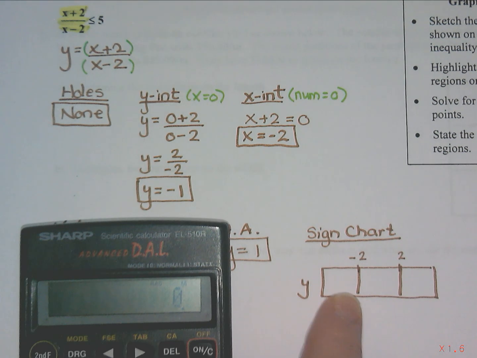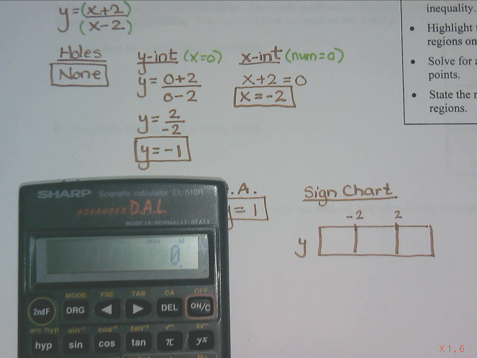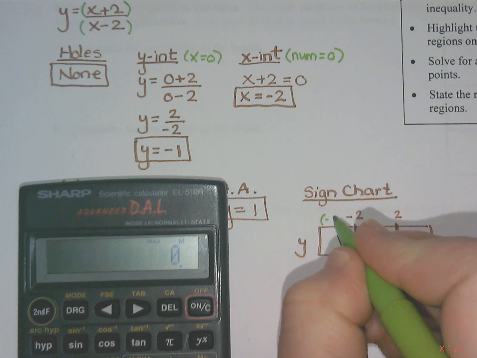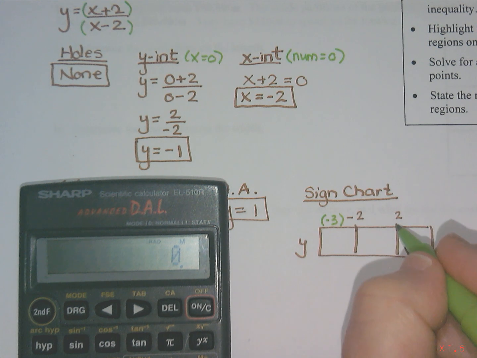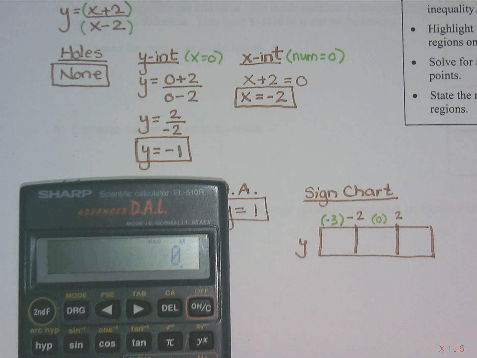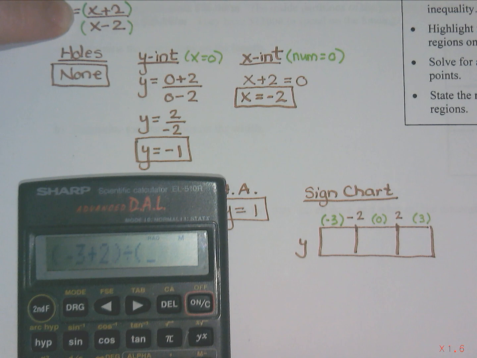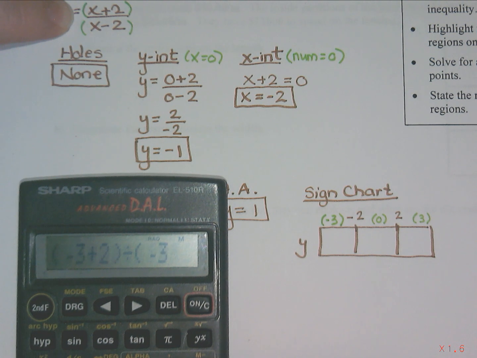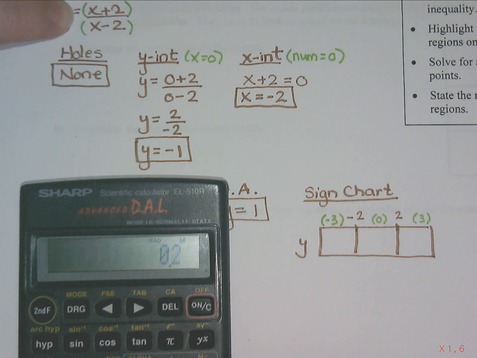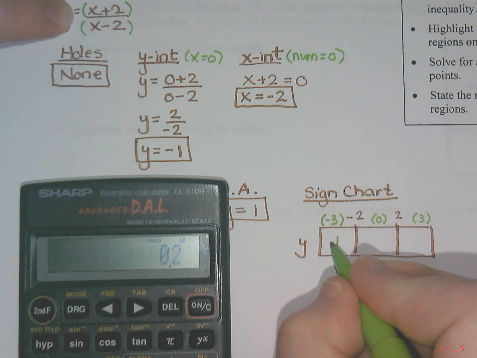Okay, so I need to choose some test points. So I'm going to pick a number less than -2, so maybe -3. A number in between -2 and 2, so maybe 0. And a number bigger than 2, maybe 3. And then I'm going to sub those numbers into our equation. So I'm going to do bracket x plus 2, so -3 plus 2, close bracket, divided by bracket, and then x minus 2, so -3 minus 2. And I got 0.2. I don't care about the number, I just care that it's positive.